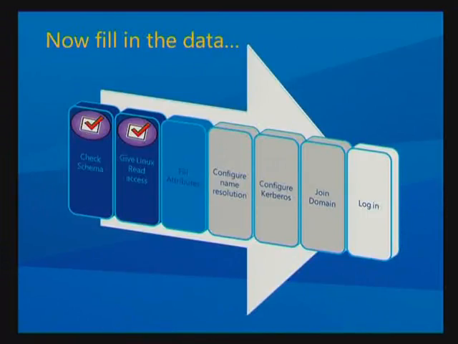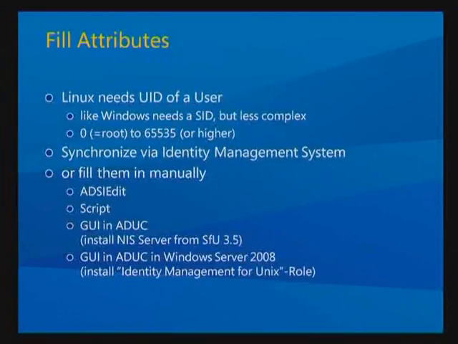Okay, so filling attributes. Why this? I have a lot of attributes in my Active Directory, but unfortunately Linux needs a UID. It's like a Windows SID, but less complex. It goes from 0 to 65,000 something. On some systems it goes higher. You might synchronize it over an identity management system like the ILM, which you might have a look at in another session about that. Or you fill them in manually.